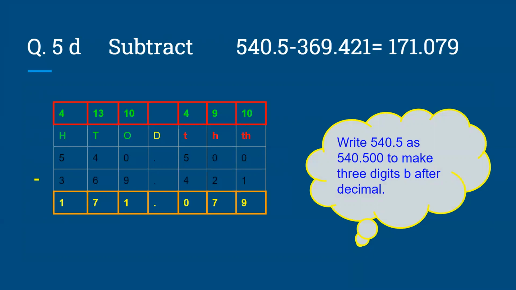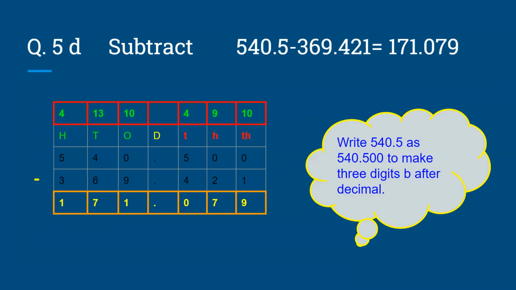The hundredths is also 0, so we will borrow from the tenths. And now it will become 10. 10 minus 1 equals 9. And hundredths, 9 minus 2 equals 7. And tenths are 4. 4 minus 4 equals 0.